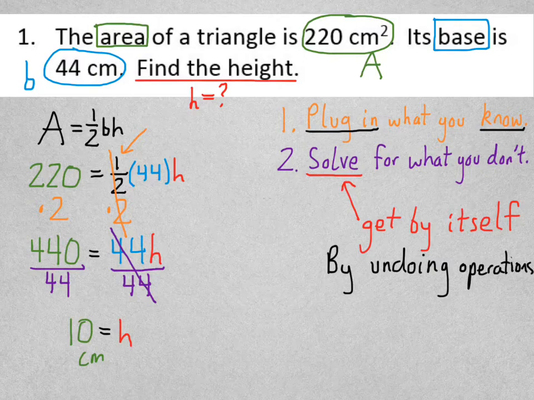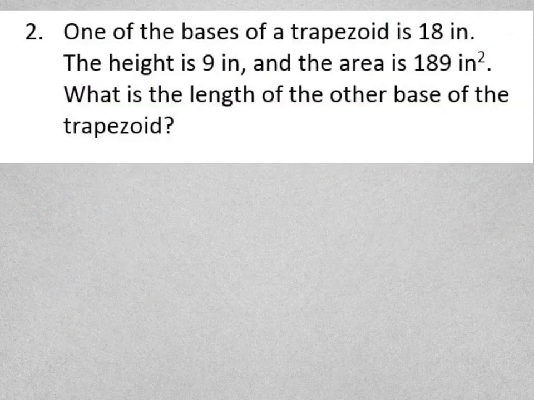Let's look at one more, slightly more complicated example. Here we have a trapezoid. One of the bases of a trapezoid is 18 inches. The height is 9 inches, and the area is 189 inches squared. We want to find the length of the other base of the trapezoid.